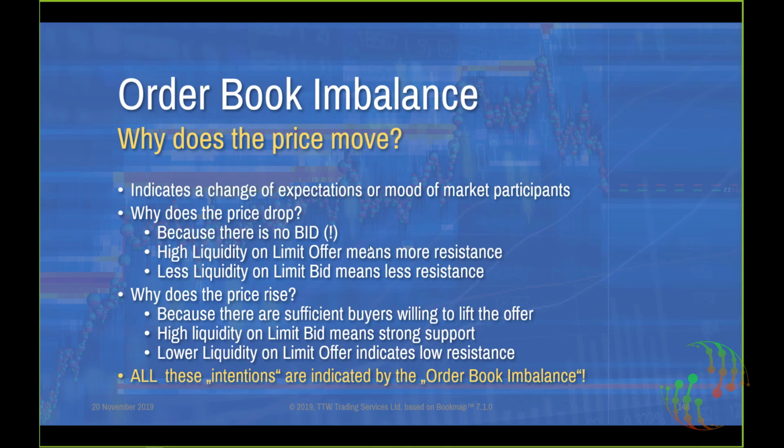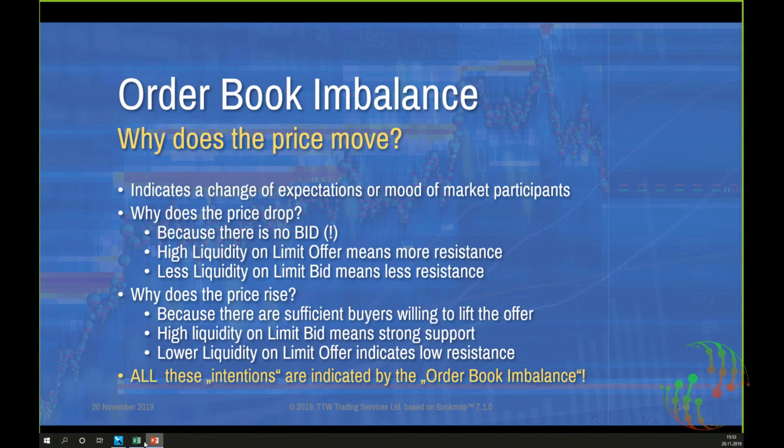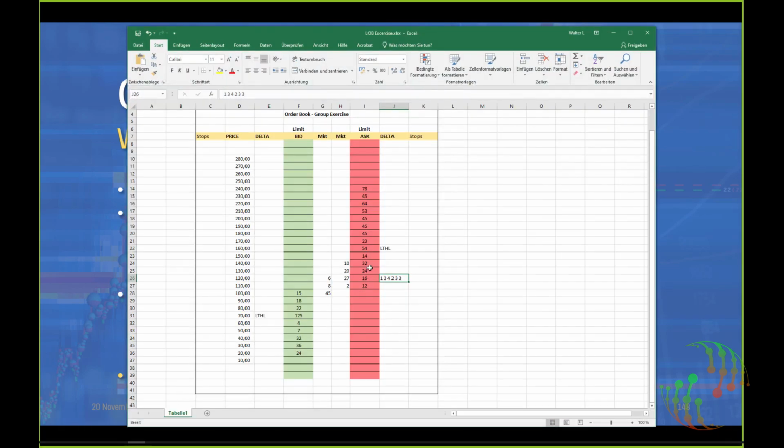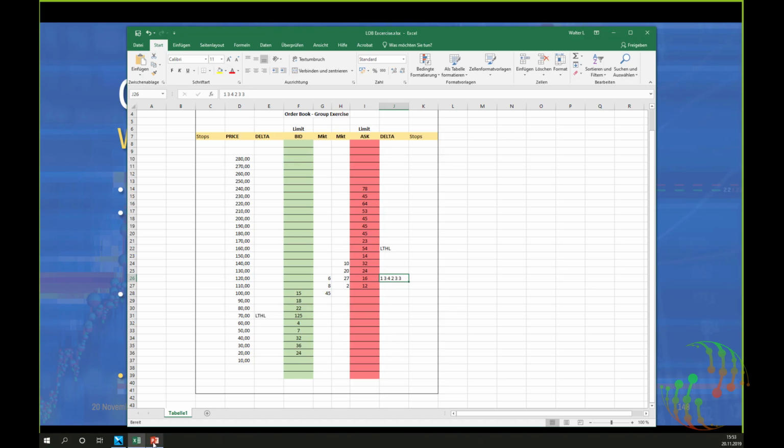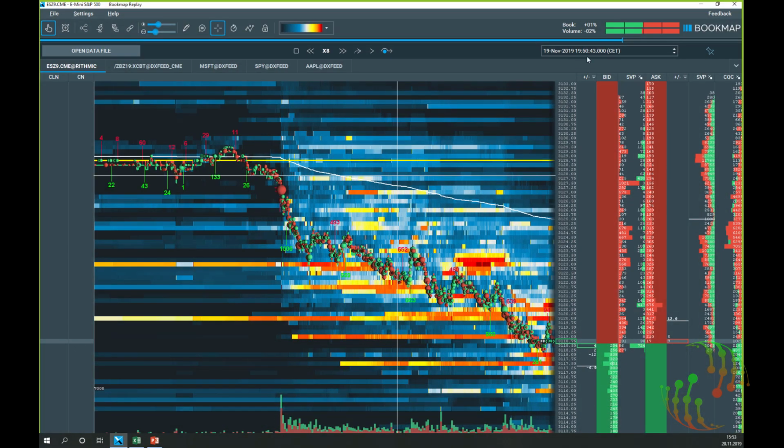We have talked so much about it. It is mainly responsible for the answer to why the price moves. The order book imbalance is expressed by the numbers on the limit side here, on the ask limit side and the bid limit side. And you can also measure that in this order book imbalance measurement here.